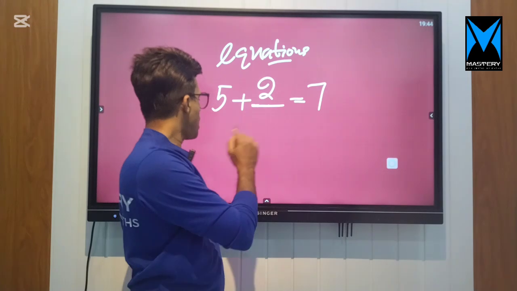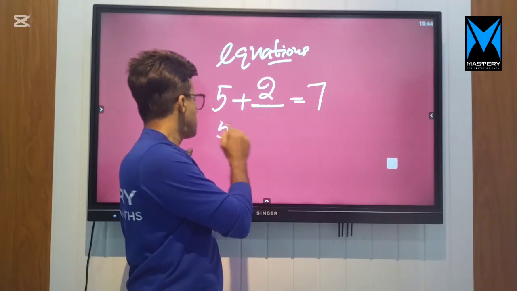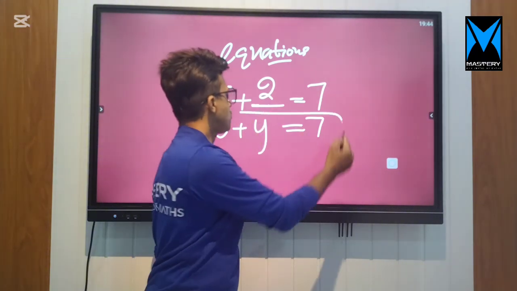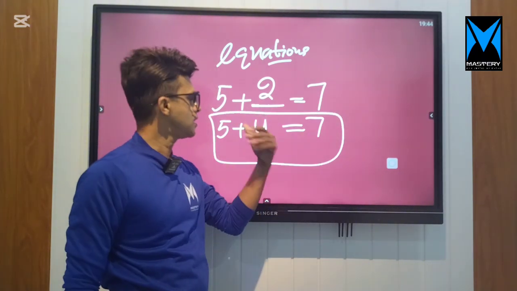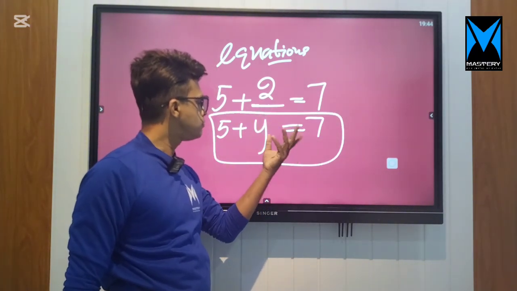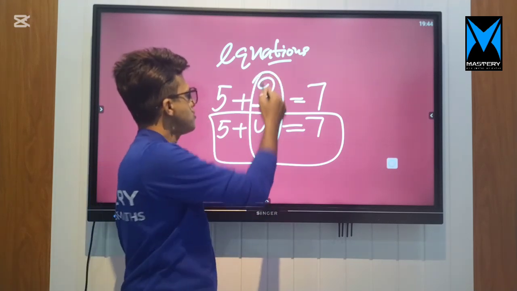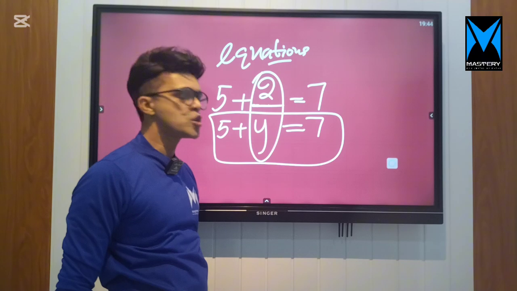So how about this one? 5 plus y equals 7. Then what should be the value of y here? Just compare with the previous one. You know the value of y should be 2.